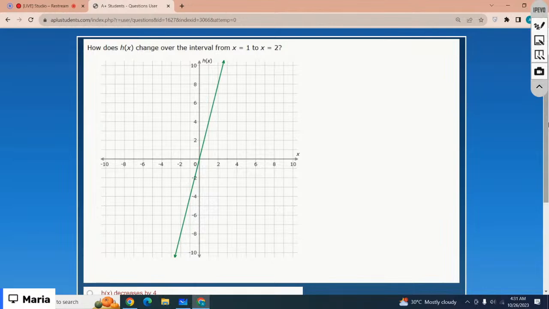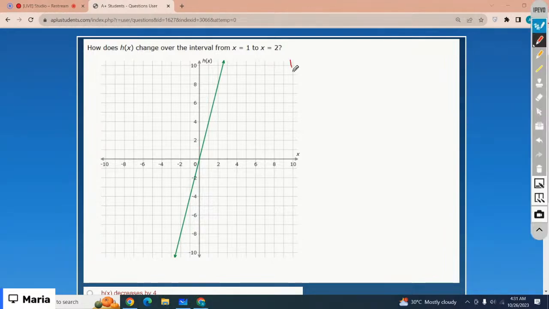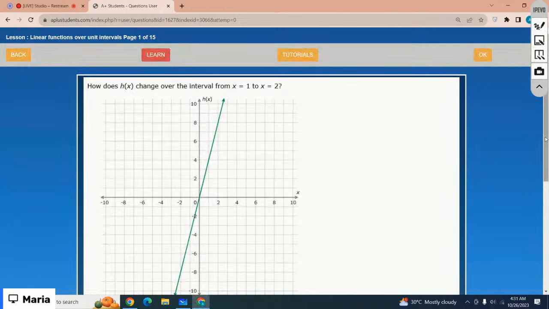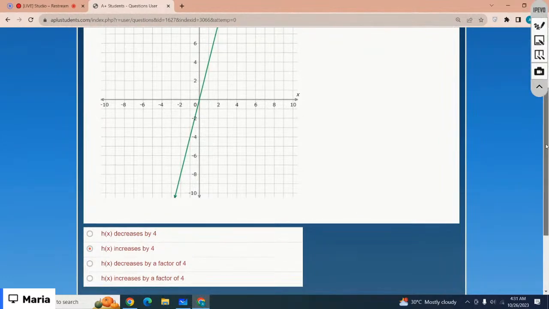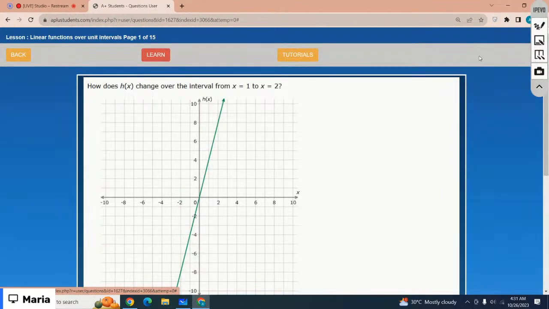Okay, so just look at the value at x equals 1. h of 1 is 4 and h of 2 is 8. So the value is increasing by 4, right? From 4 to 8, the value is increasing by 4. So it is increased by 4, not by a factor, right? h of x increases by 4.